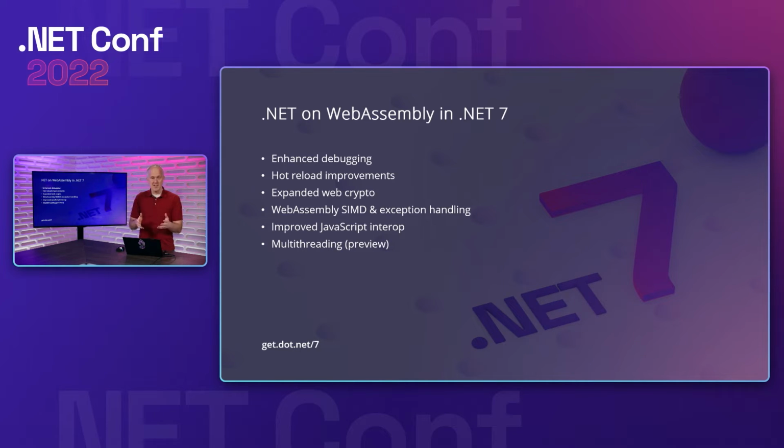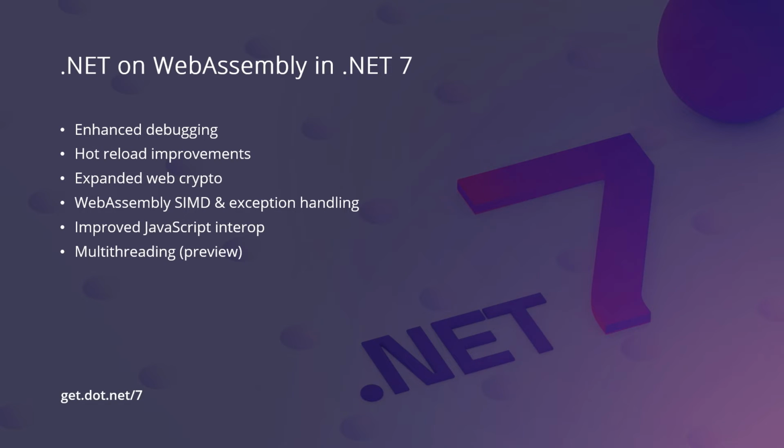Now, in .NET 7, we've made a bunch of improvements for running .NET on WebAssembly. We now have enhanced WebAssembly debugging support, improvements to hot reload. We have expanded the web crypto support on WebAssembly. We're also using the latest WebAssembly features like WebAssembly fixed-width SIMD and WebAssembly exception handling to improve performance. We have a new improved JavaScript interop model that's specific to WebAssembly and optimized for WebAssembly. And we even have a preview of multithreading support for WebAssembly that you can try out. Let's take a look at each of these areas.